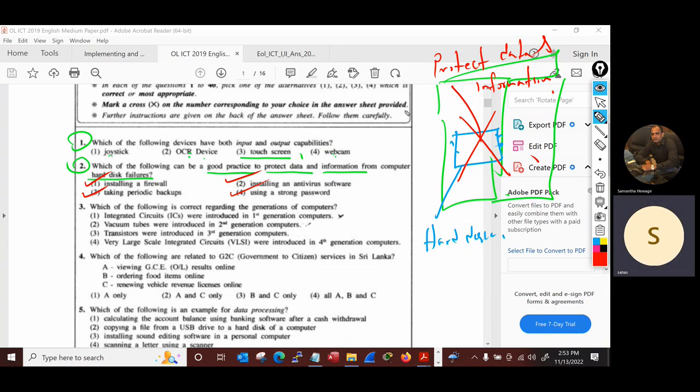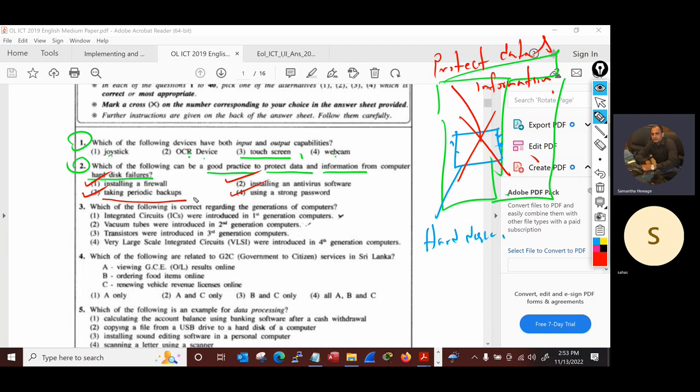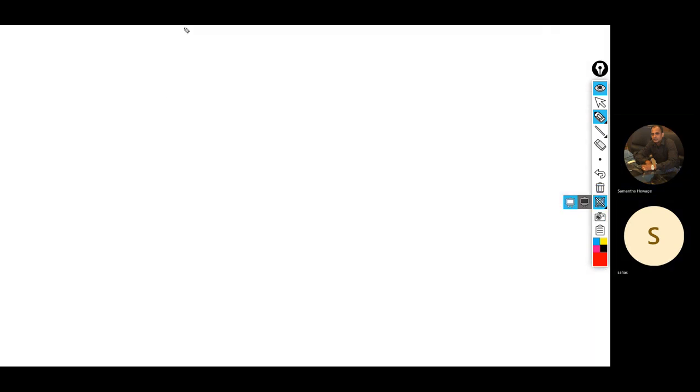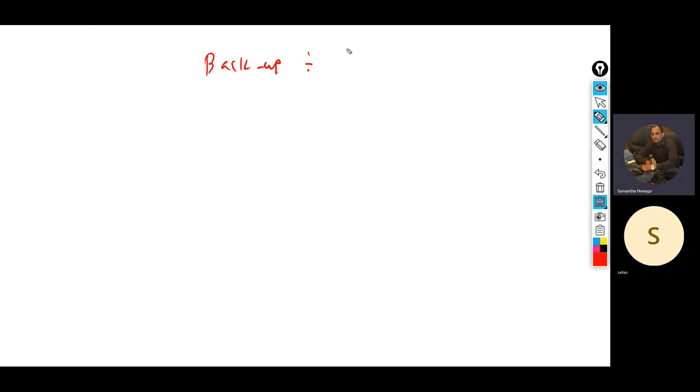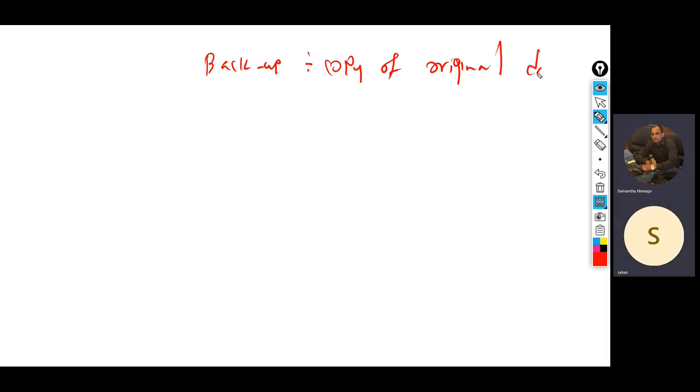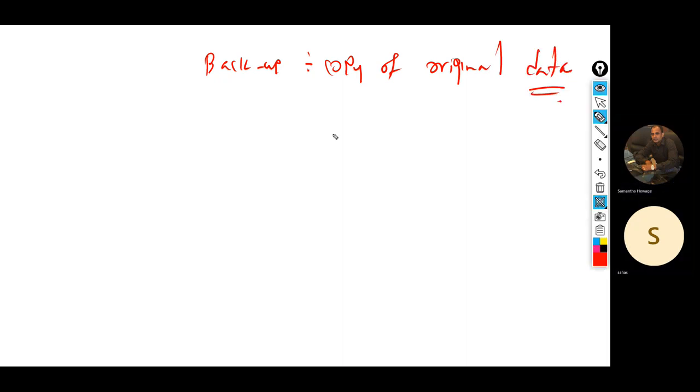Third one, taking periodic backups. Yes, taking periodic backups. That's a good idea. You know, backup. A backup is a copy of original data. A copy of original data, that is called backup.